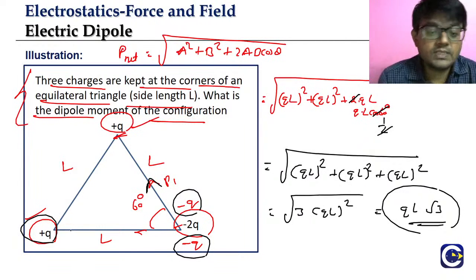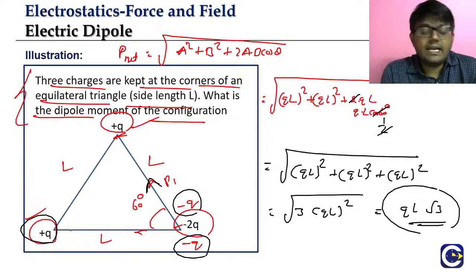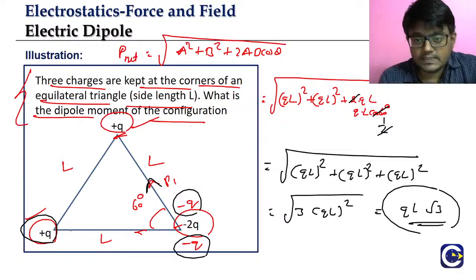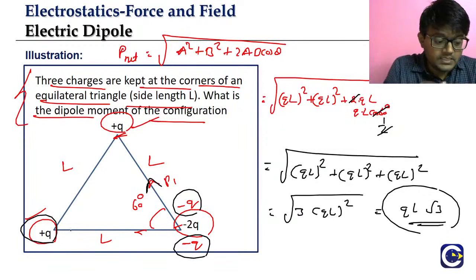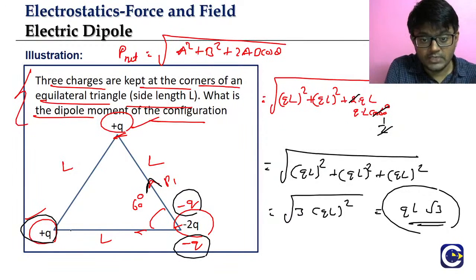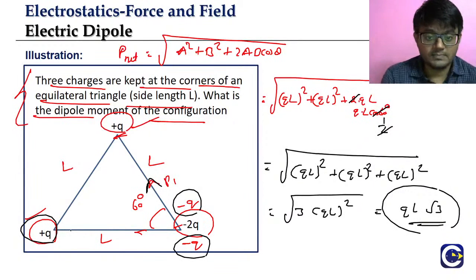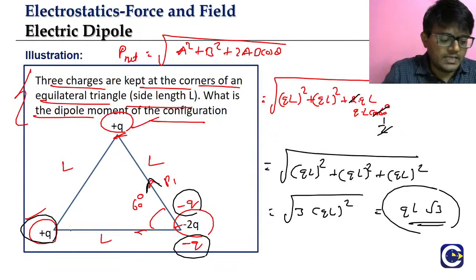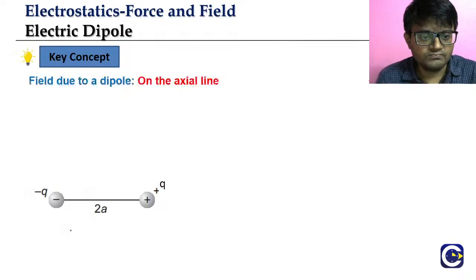Okay? So this is about the net dipole moment, or resultant dipole moment, of the given arrangement. In this kind of question, we should add the dipole moments by following the vector principles. We have done this many times before, in the case of cumulative force, and also with the cumulative or net electric field, using the vector principles of addition. That is how we are going to calculate the net dipole moment.